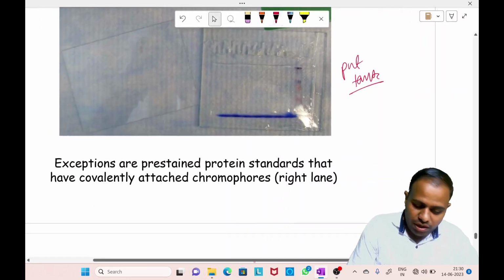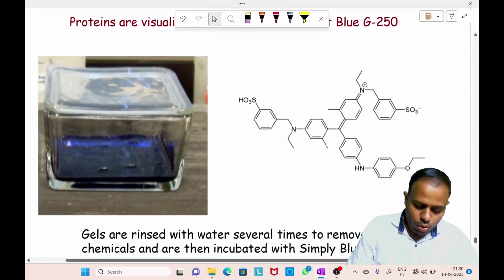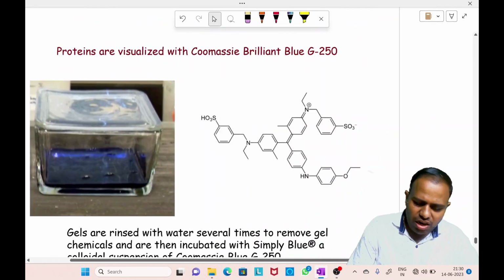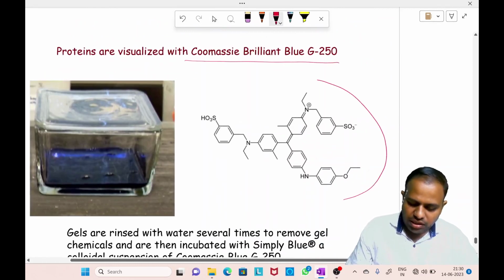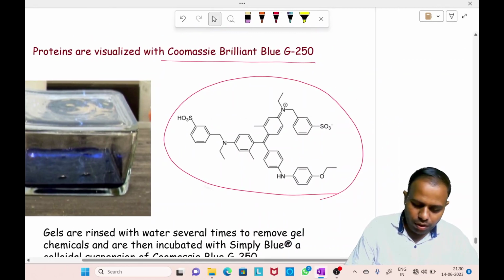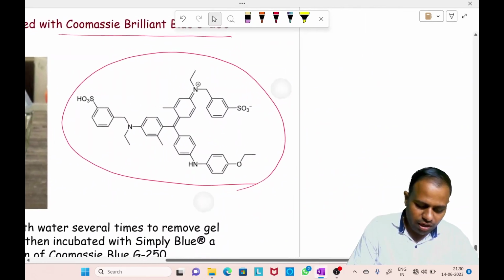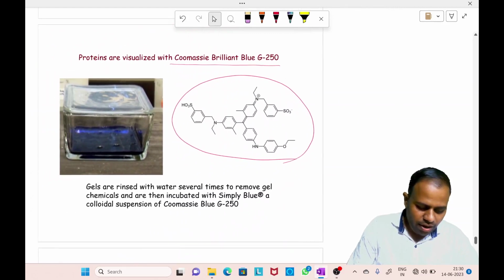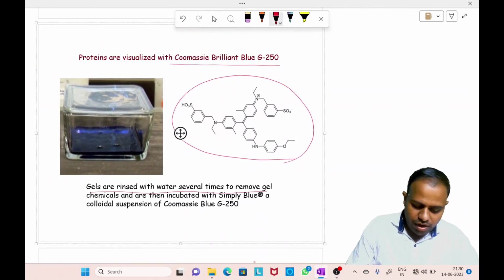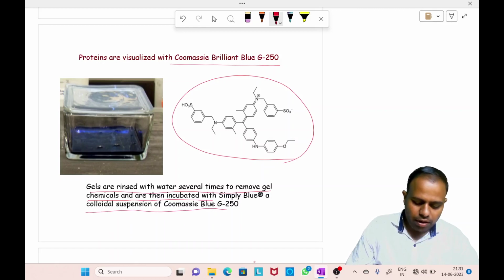Generally the proteins are in this area, and you cannot see the proteins, so you have to stain it first. The traditional dye that is used is Coomassie Brilliant Blue G250. You can see the structure of this dye. The gel is rinsed with water several times to remove the gel chemicals, and then it is incubated with SimplyBlue, a colloidal solution of Coomassie Brilliant Blue or Coomassie Blue.